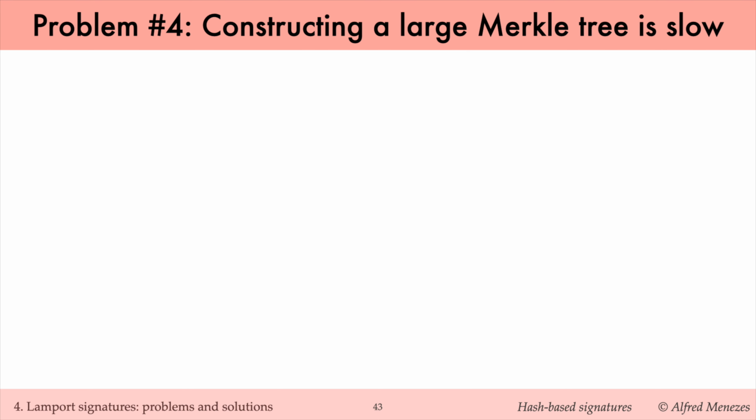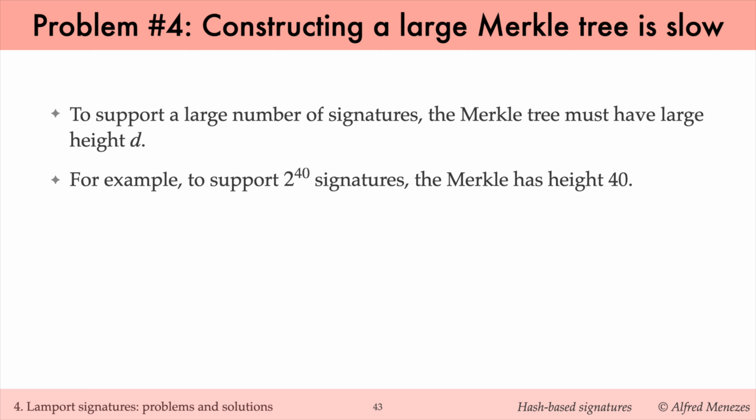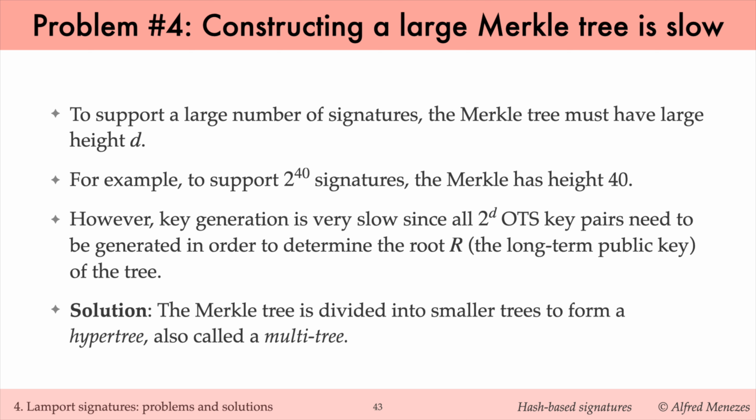The fourth problem we'll address is the following. If one wishes to sign up to 2 to the D messages without changing one's long-term public key, the Merkle tree must have height D. However, a major drawback is that key generation is very slow, since all 2 to the D OTS key pairs need to be generated in advance in order to compute the root R of the Merkle tree. To address this inefficiency, the Merkle tree is divided into smaller trees to form a hypertree, also called a multitree.